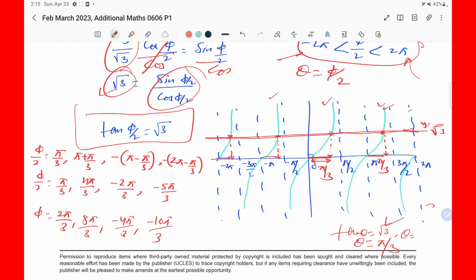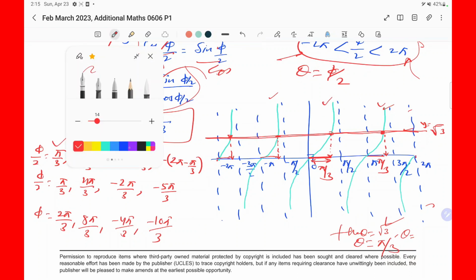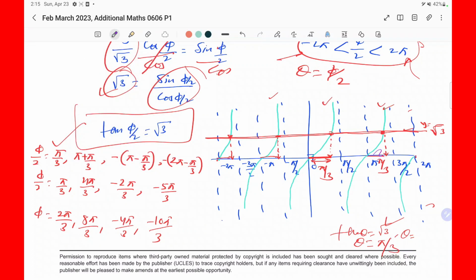So the first angle is pi by 3, which you can check here. I should use a different color now. Now this gap is pi by 3, but this point is pi. So pi plus pi by 3, which you can check here. Now this is minus pi, but the gap is pi by 3, so pi minus pi by 3, but with a negative sign because it is on the left side.